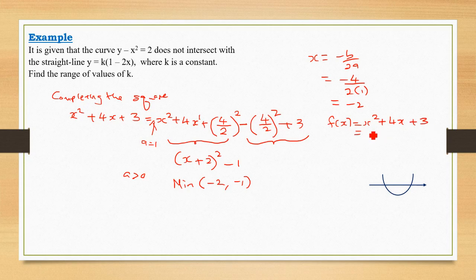So put it back. You have negative 2 squared, plus 4 times negative 2, plus 3. So you have 4 minus 8 plus 3, which gives you negative 1. And we know here the point is negative 2, negative 1. Is it maximum or minimum? Since a is greater than 0, it's a minimum point. So these are the two methods you can use.